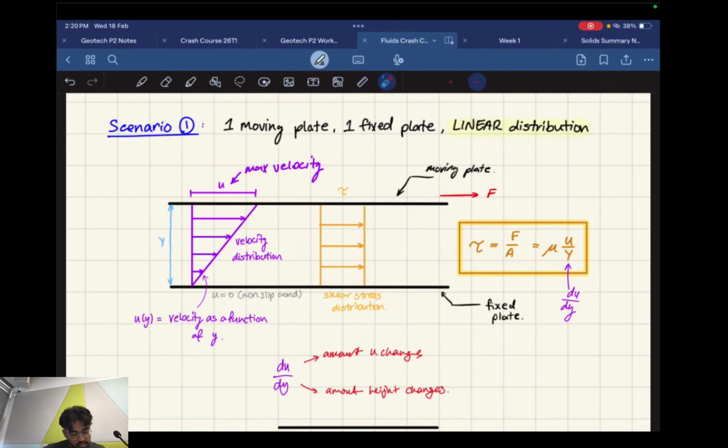So this is my shear stress distribution. It will stay the same, mainly because the force that's being applied doesn't change, and the shear area, which is up here, doesn't change either. So these two values are constant, therefore my shear stress is going to be constant.